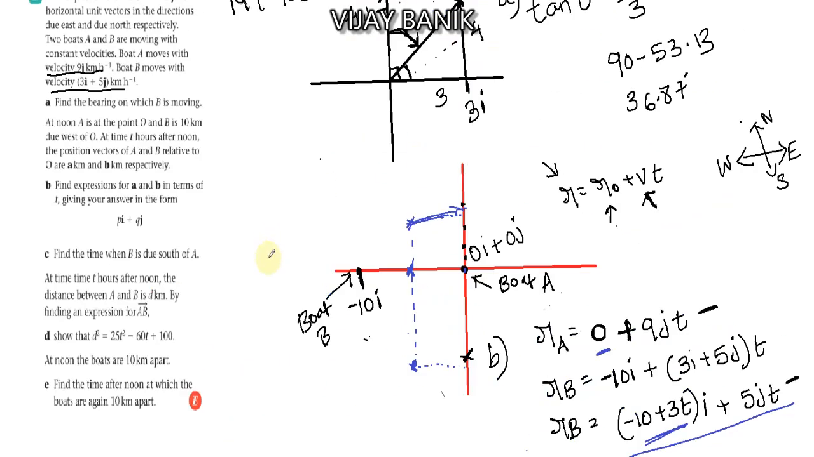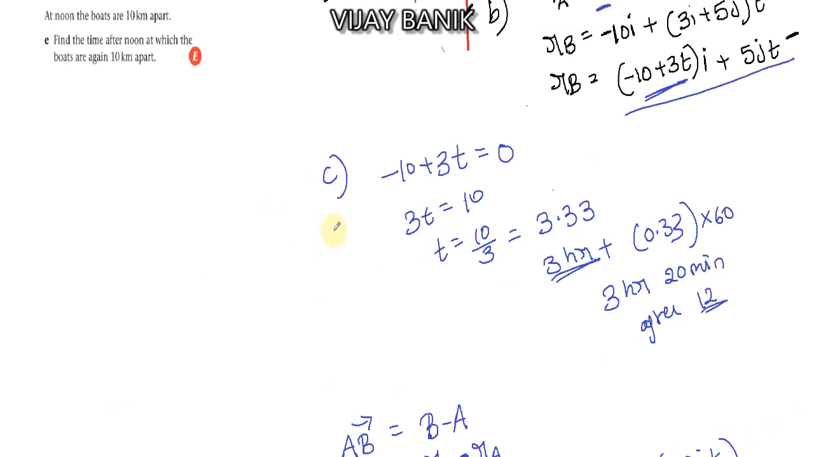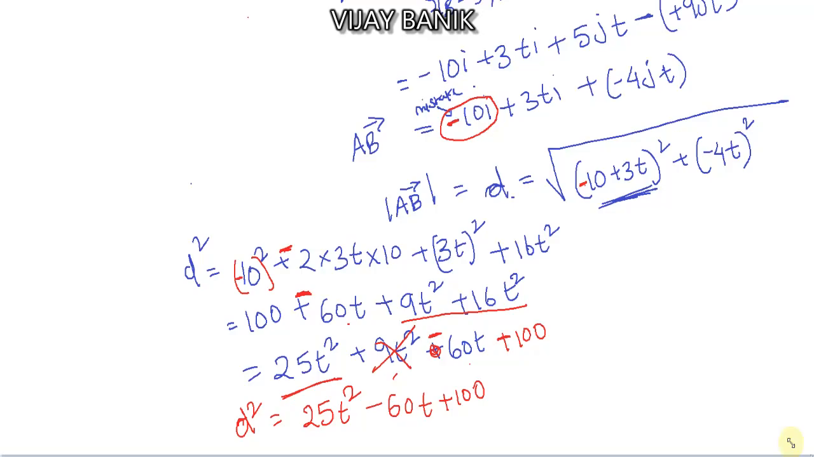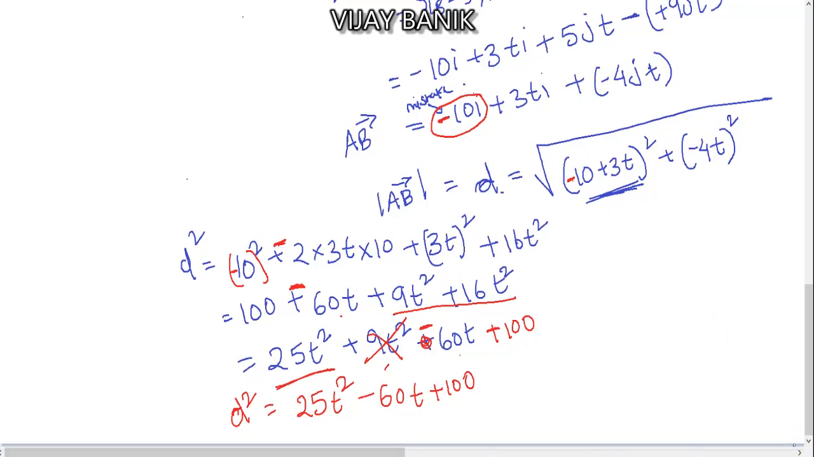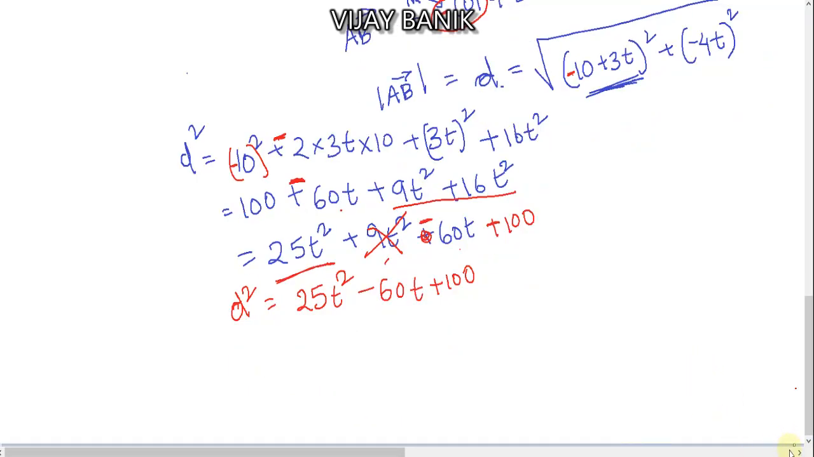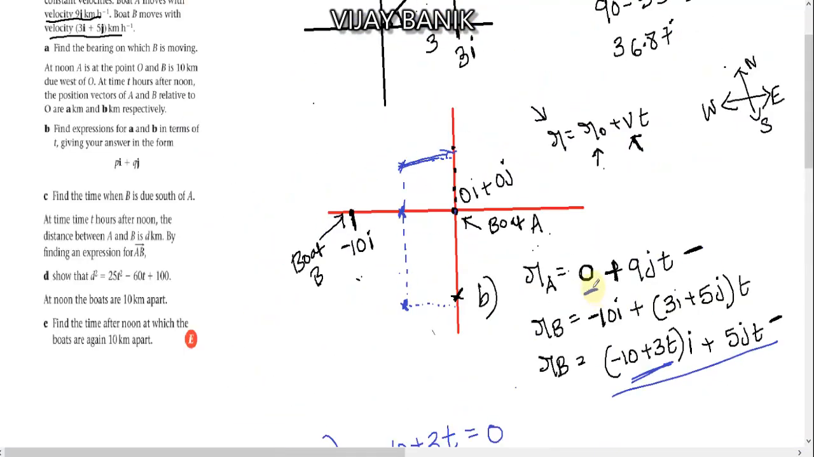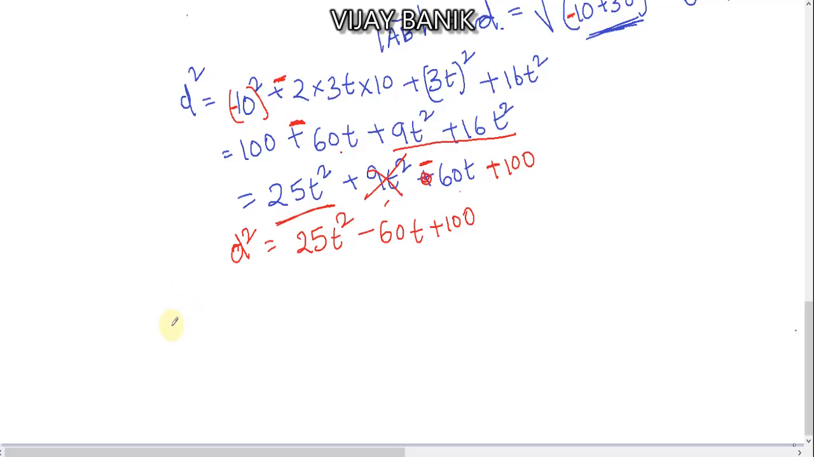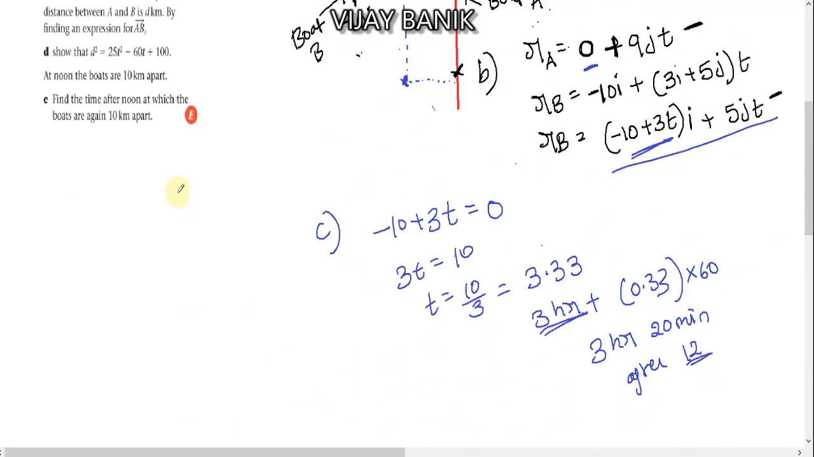Now they said at noon the boats are 10 kilometers apart, so the distance between them is 10 kilometers. Find the time after noon at which they are 10 kilometers apart. Very easy. We just have to use this formula. We are doing the E part. In the E part, they said they are 10 kilometers apart, so in place of the distance you write 10 square equals 25t square minus 60t plus 100. We have to find the time afternoon at which they are 10 kilometers apart.